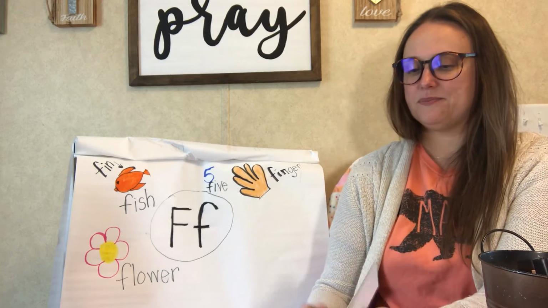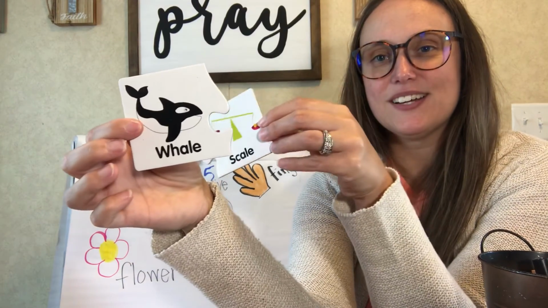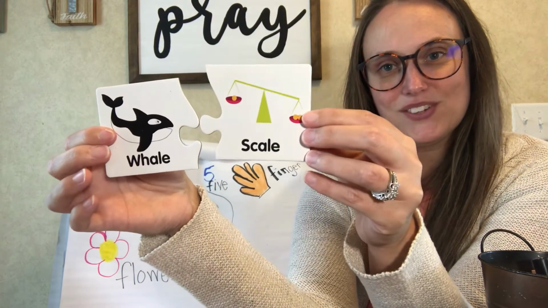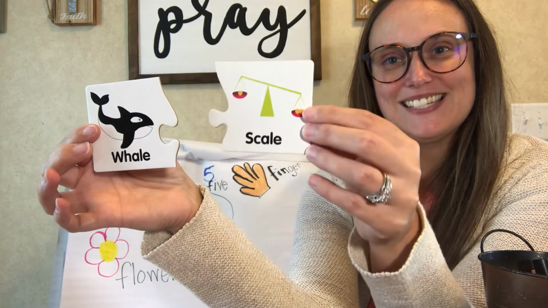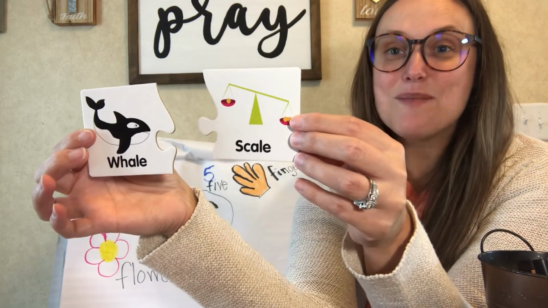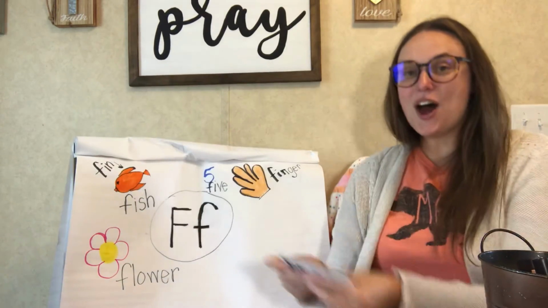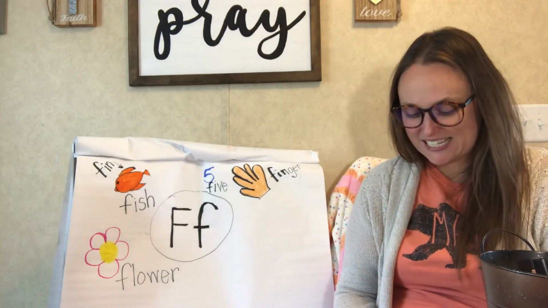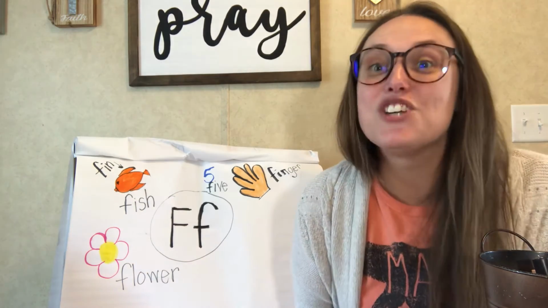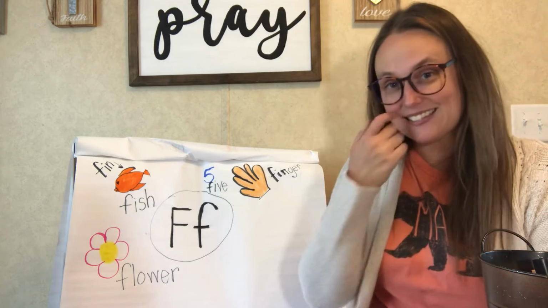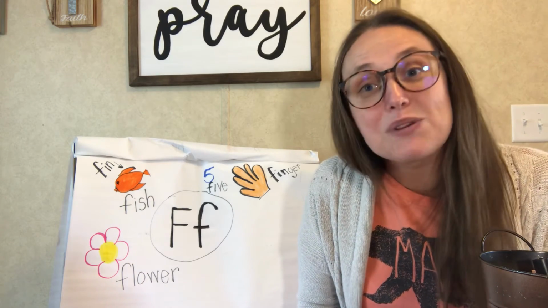What about whale, scale? Whale, scale. Amelia Bedelia. Good job, kindergarten friends. You did so good with rhyming today. We'll do some more rhyming words tomorrow. Excellent, excellent. Now what we're going to do is talk about our sight words.